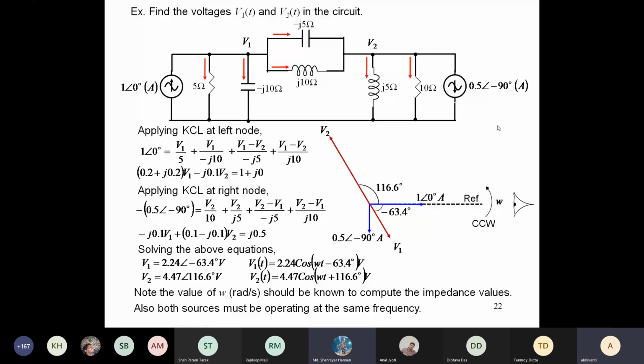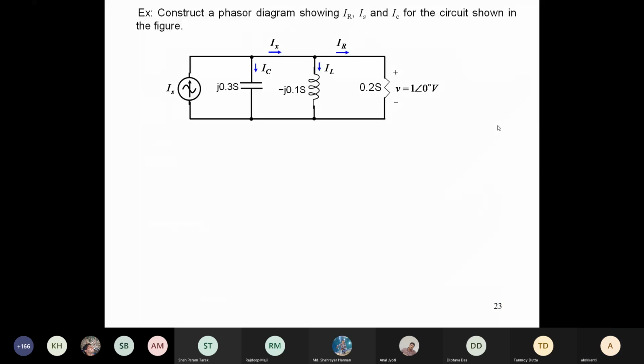Okay, so let us do the next problem. So this is the problem. Construct a phasor diagram showing IR, the value of current in the resistance, IS, that is the source, and also to show IC, the capacitor current in the phasors.